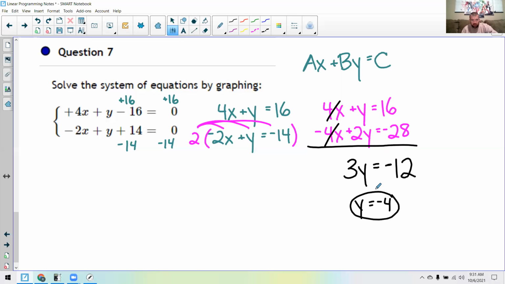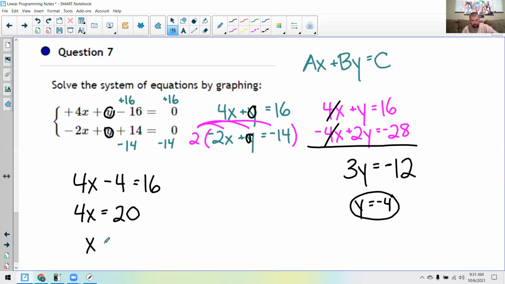So now you can plug negative 4 back into the original, the second original, or these semi-prettier versions. I'm going to plug them into this guy. So I get 4x plus negative 4, or minus 4, equals 16. 4x equals, add 4 to both sides, 20. So x equals 5. So I have the coordinate 5 comma negative 4.